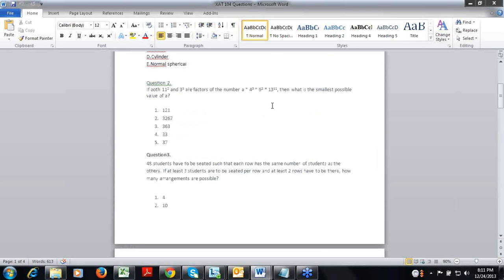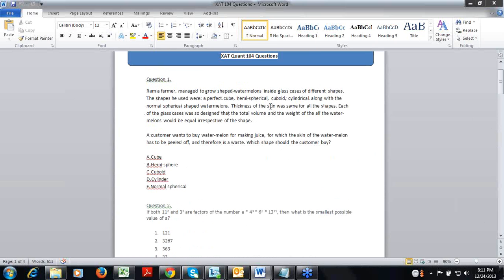Okay, people, time is up. So we'll be reviewing questions 1 to 3. Question number 1 says that Ram, a farmer, managed to grow different shaped watermelons inside glass cases, and the shapes he used were perfect cube, hemispherical, cuboid, cylindrical, along with the normal spherical shaped watermelons. The thickness of the skin was the same for all the shapes. Each of the glass cases was so designed that the total volume and the weight of all the watermelons will be equal irrespective of the shape.